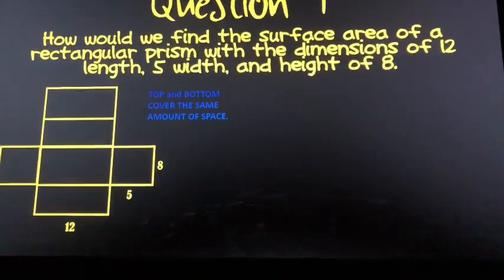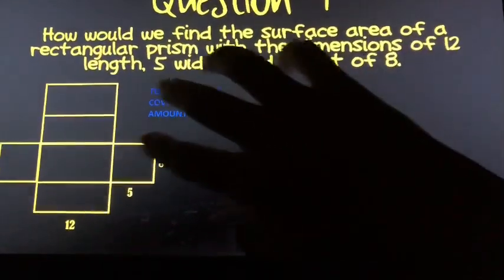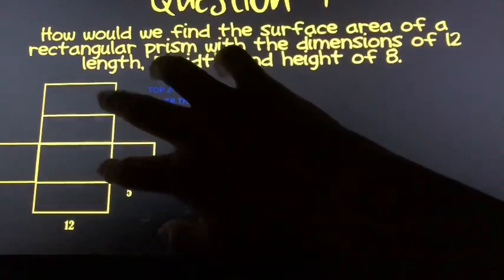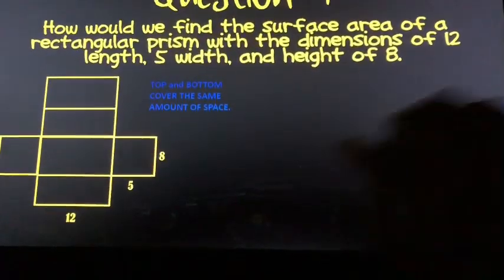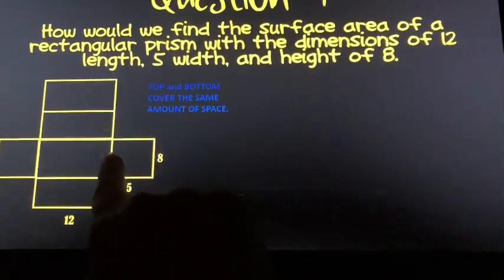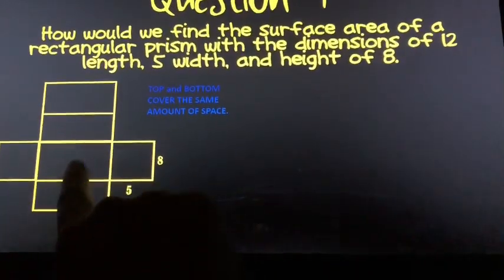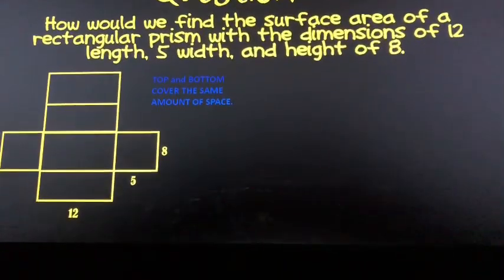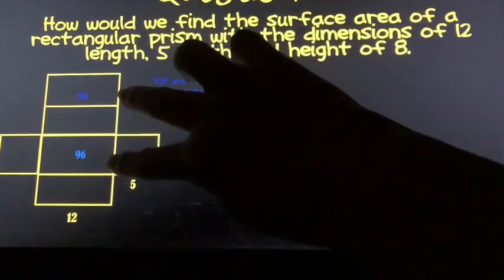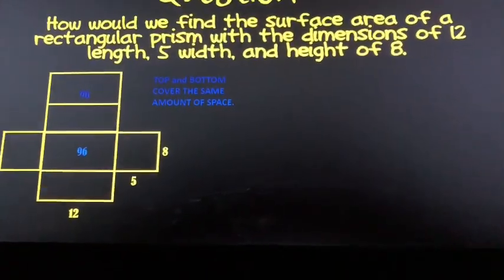The top and the bottom cover the same amount of space, so we're going to be looking at these two boxes which cover the same amount. 8 is here, so 8 must be here. 12 times 8 would be 96. So both boxes give us 96.